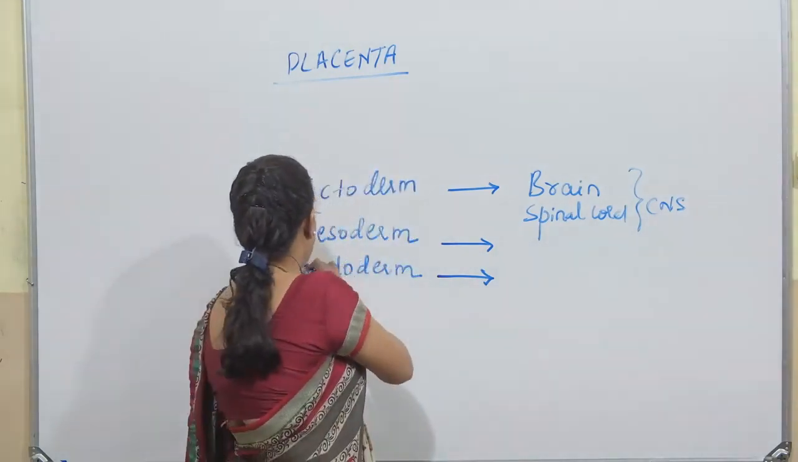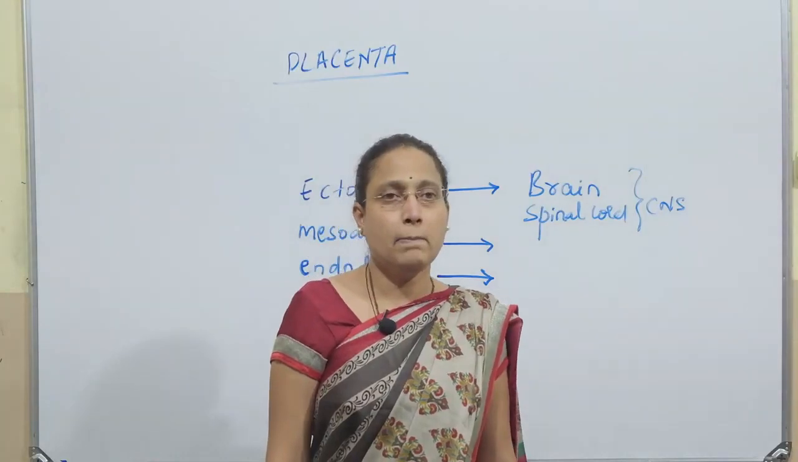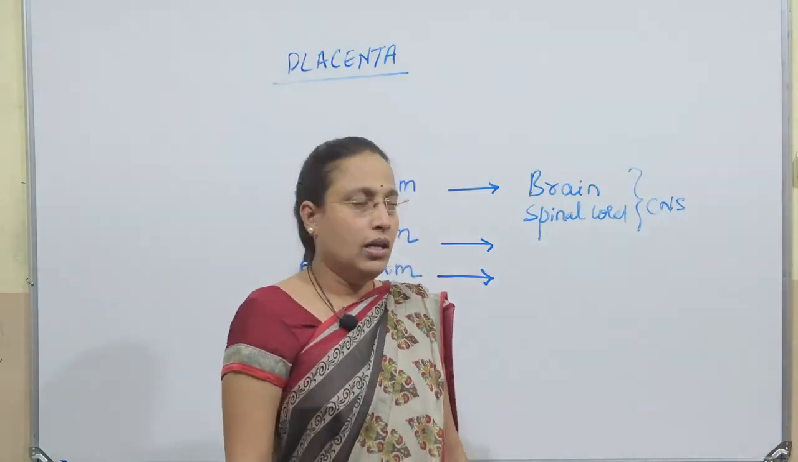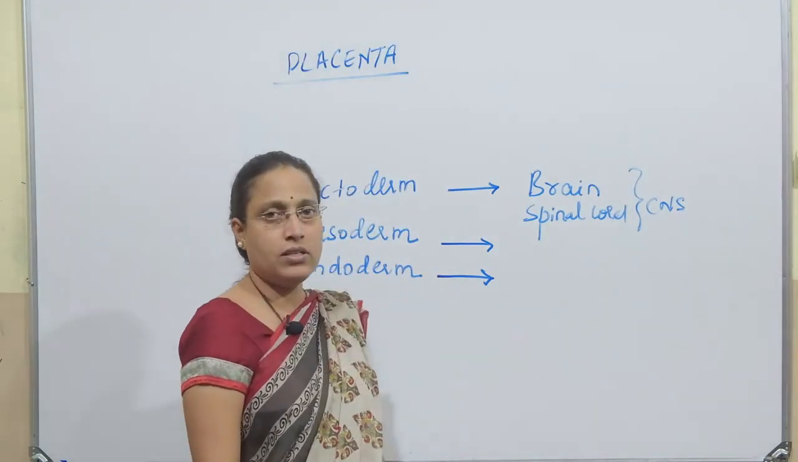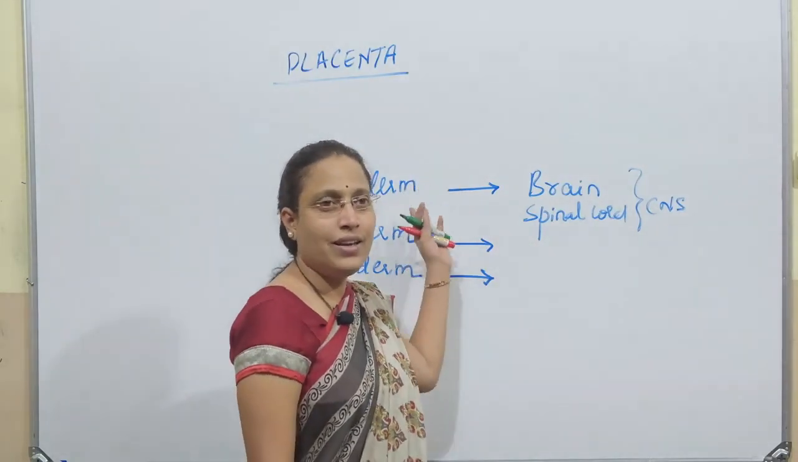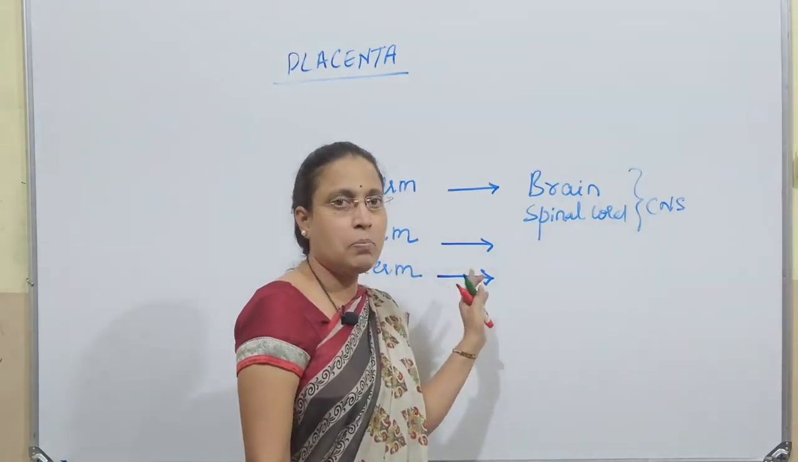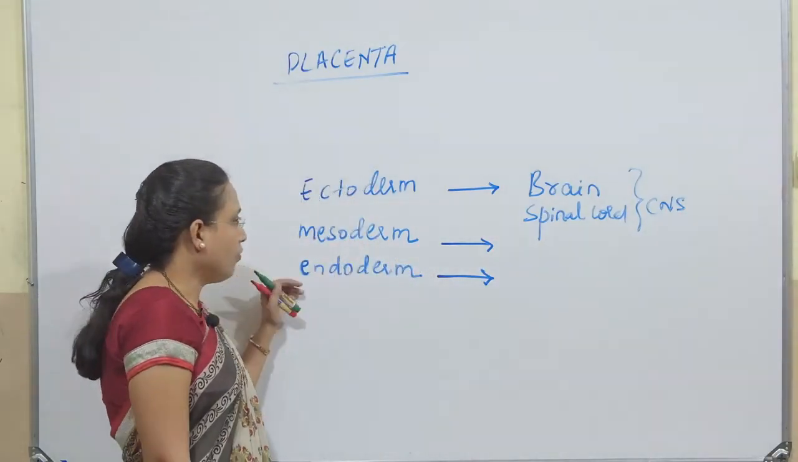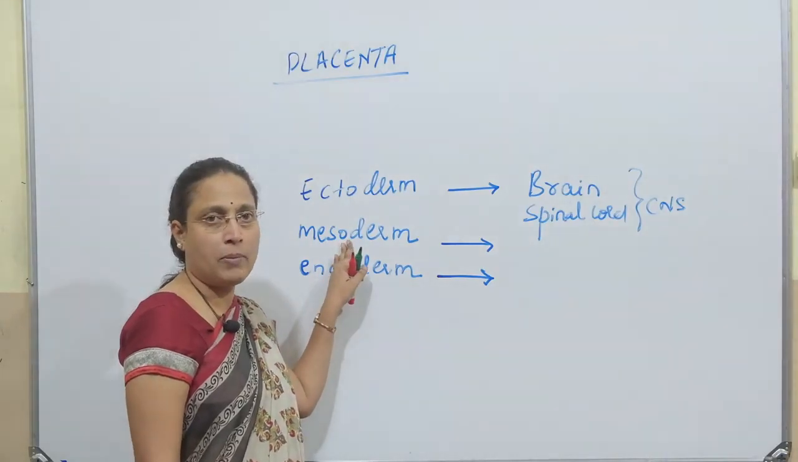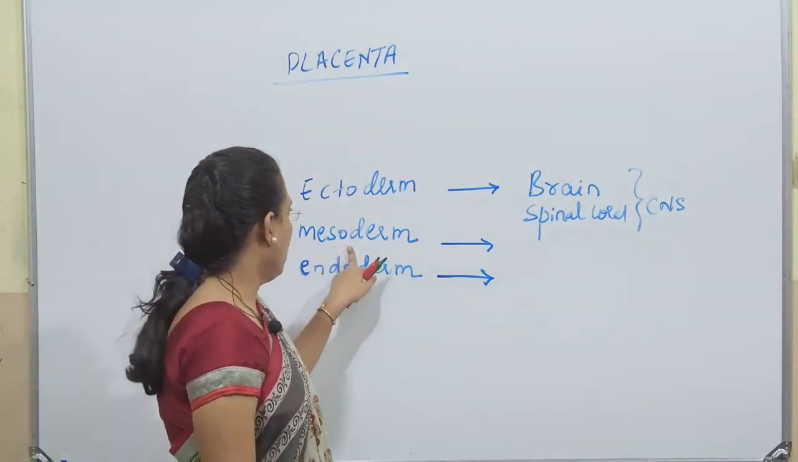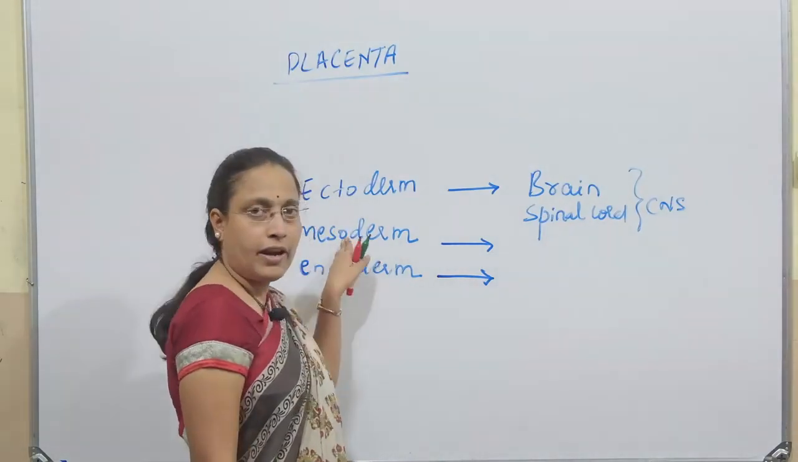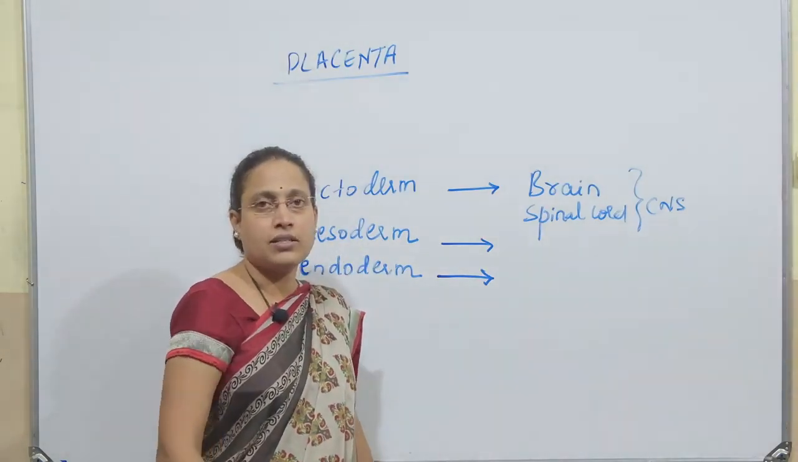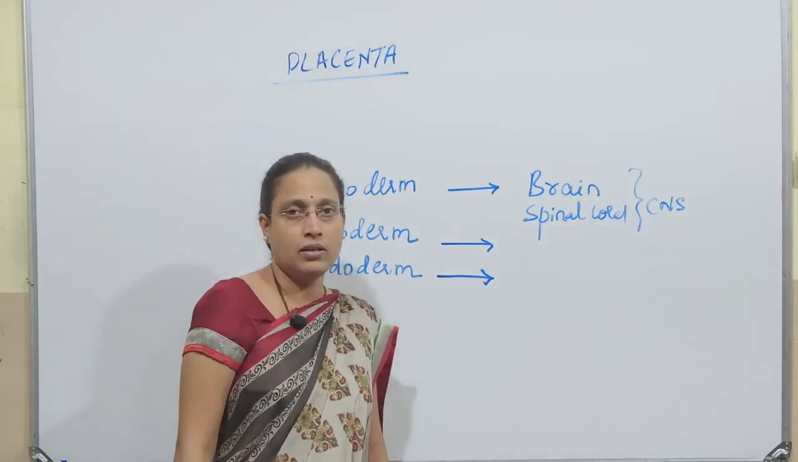Then the urinary bladder is also derived from endoderm, except for the trigone area. So these are some of the structures derived from these three germinal layers, whereas spleen is formed from mesoderm. Ureter is also formed from mesoderm. Kidneys are formed from mesoderm. Whereas the pia mater and arachnoid mater are formed from mesoderm, whereas dura mater, like that. Various structures are formed from these basic germ layers.